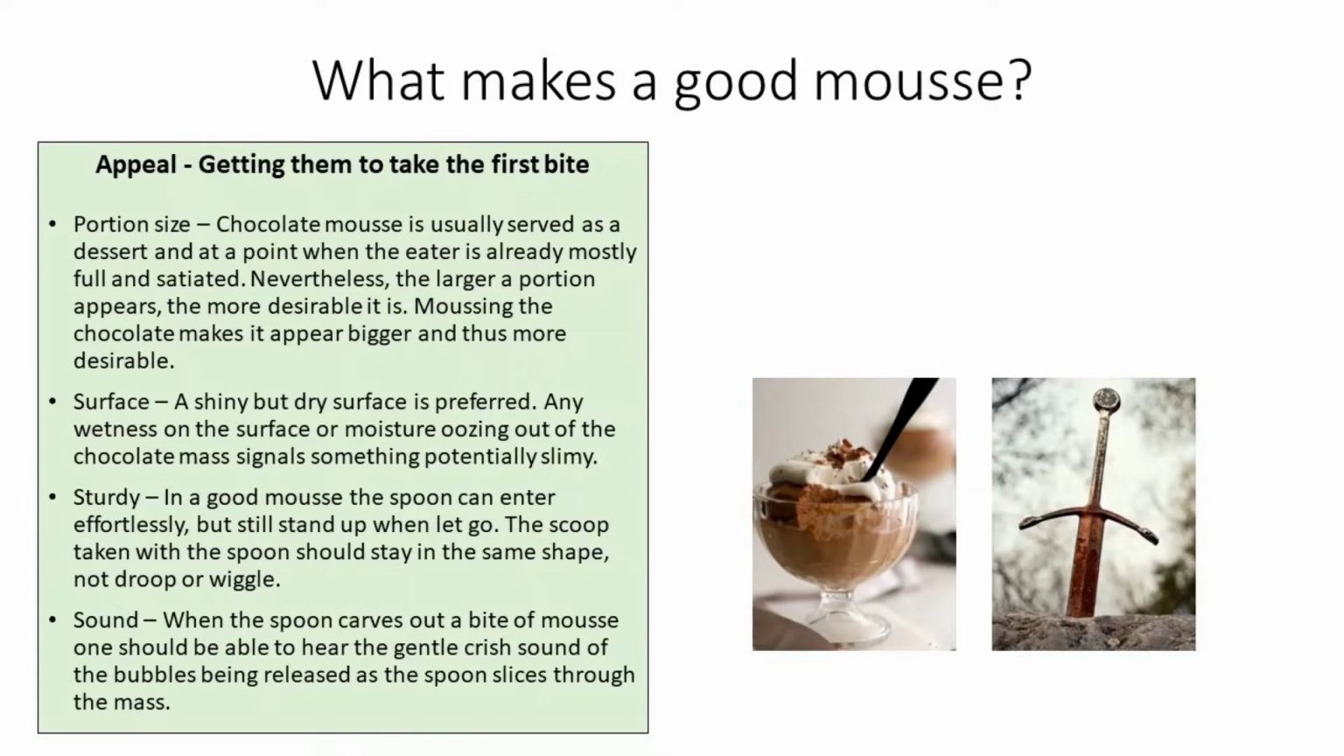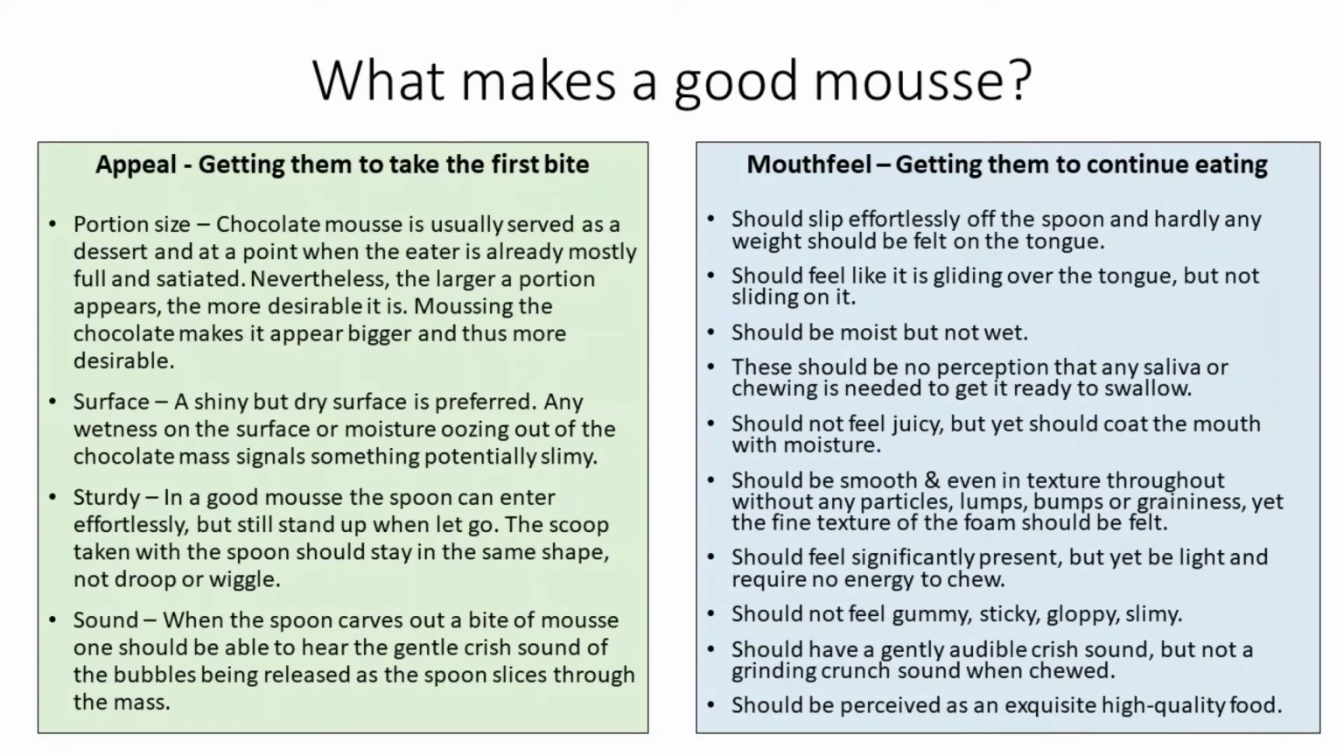Chocolate mousse has a magical sound effect as the spoon makes the scoop. As the edge of the spoon slices through the foam, the bubbles it encounters collapse and make a collective, gentle crish sound that is distinct and memorable. As the scoop approaches the mouth, it cannot be drooping, dribbling, or wiggling. It has to be ready to be easily placed in the mouth even if the spoon is overloaded, as it often will be.